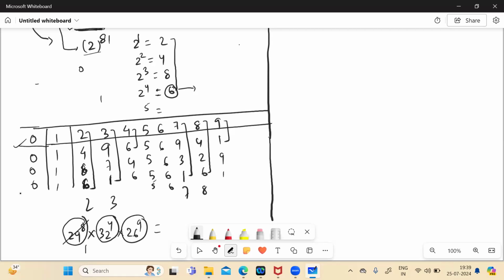Here the 2 is at the unit digit. So 2 has a cyclicity of 4. So every fourth power will have 6. So this will give you 6. Again, 6 has a cyclicity of 1 only. So any power of 26 will give you 6 at the unit digit. And finally, you will get 6 at the unit digit. This is how we calculate the unit digit for any multiplication or other thing.